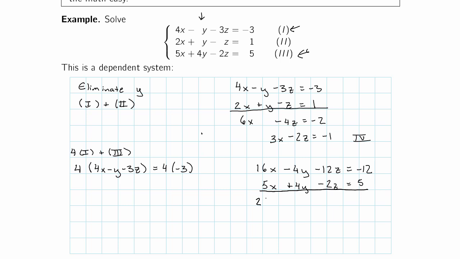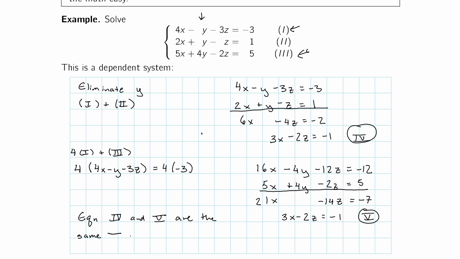Adding those together, I'll get 21x minus 14z equals negative 7. And then noticing that all of those coefficients have a common factor of 7, I'll divide through by that, and I'll have 3x minus 2z equals negative 1. I'll call that equation 5. And I notice that equations 4 and 5 are the same. And that's what tells me I have a dependent system.